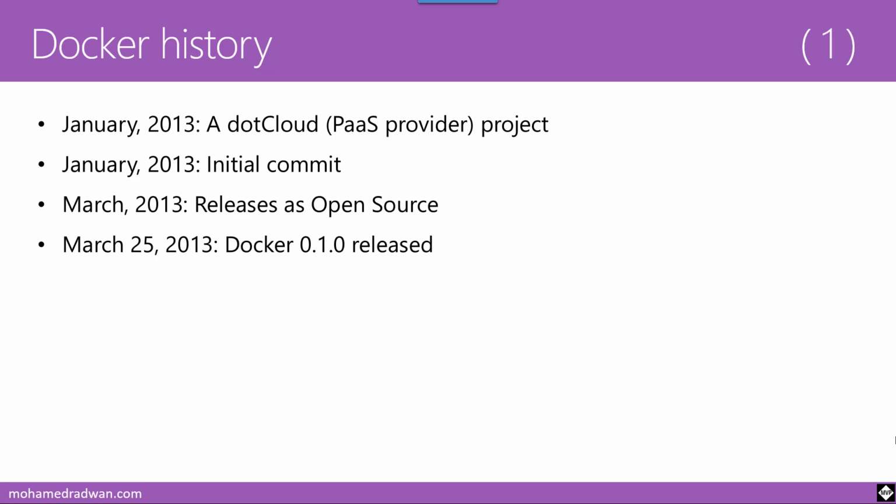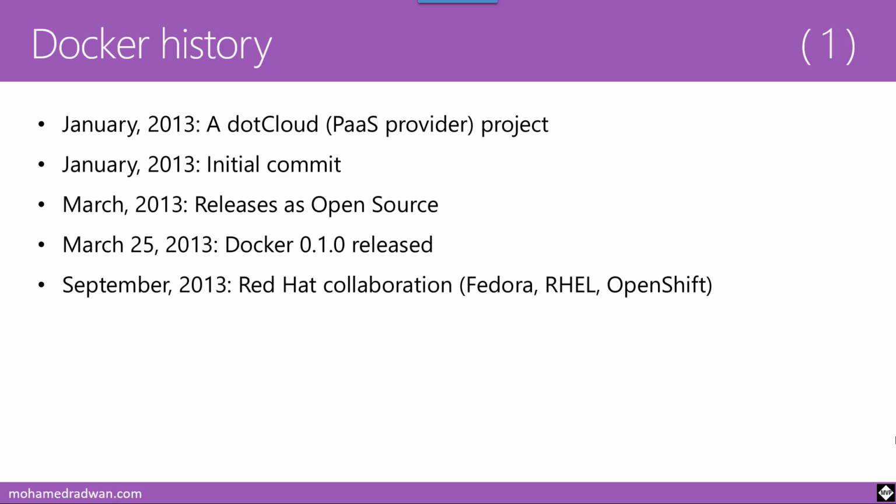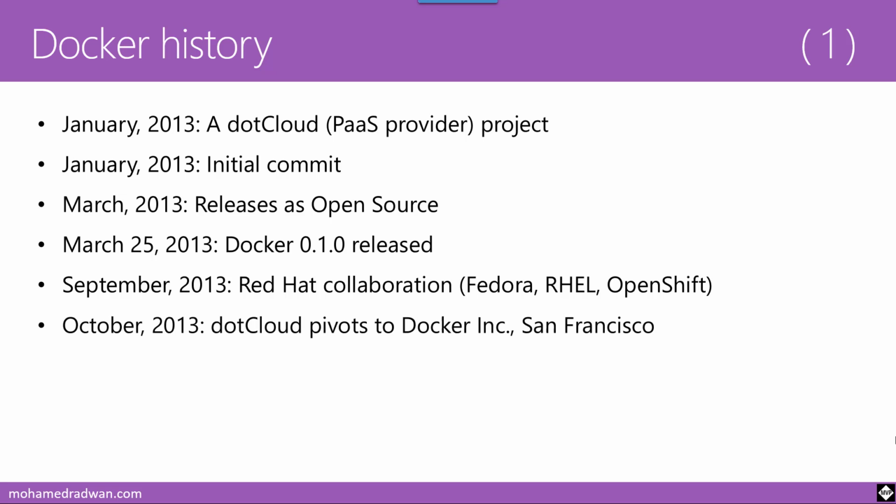In March 2013, Docker 0.1.0 was released. In September 2013, there was a lot of collaboration from many companies like Red Hat, Fedora, OpenShift, and others. In October 2013, .cloud pivoted to Docker Inc., with headquarters in San Francisco. In March 2014, Docker was one of the most starred projects on GitHub.